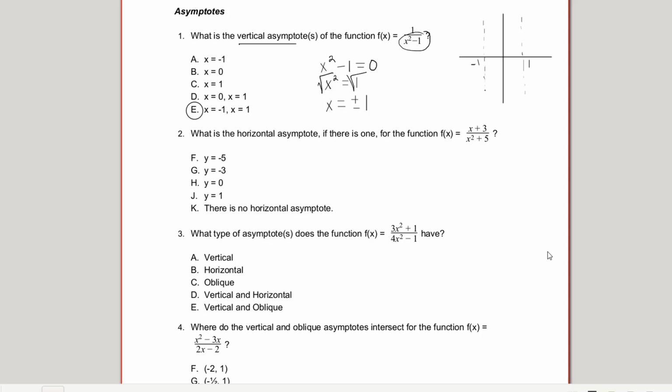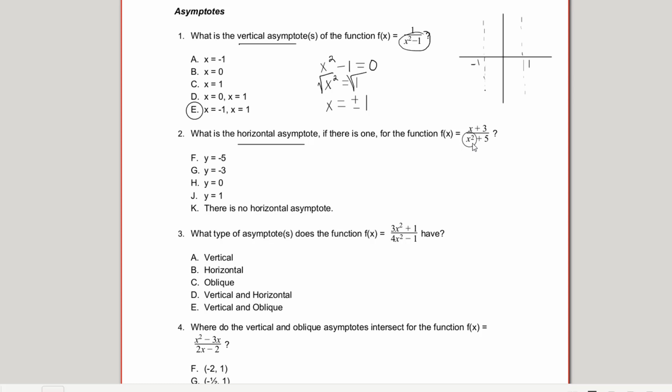Question 2, what is the horizontal asymptote, if there is one, for the function f of x equals x plus 3 divided by x squared plus 5? So when we're looking at the horizontal asymptote, what we're looking at is the variable that has the largest exponent. And in this case, we only have this one, x squared.